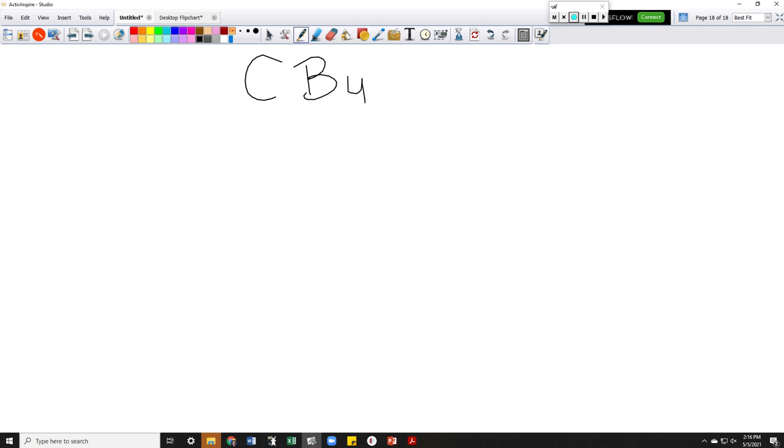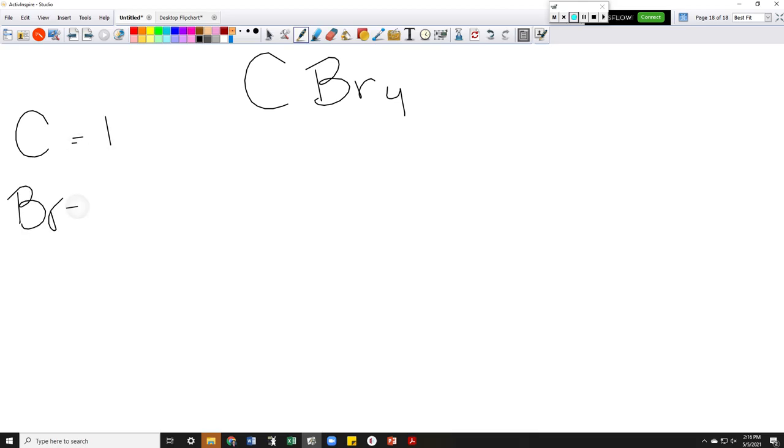CBr4. That's wrong. Let's try this again. CBr4. Okay? All right, Carolyn, so read me step 1, please, ma'am. List each element and how many of each are present. All right, so who are the 2 elements, Carolyn? And how many carbons are there? 1. How many bromines are there?